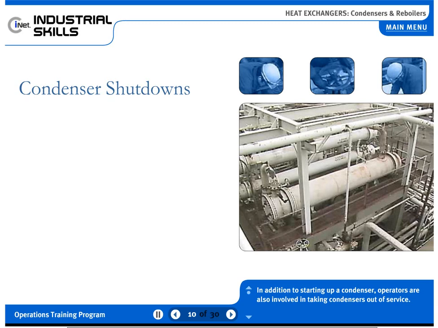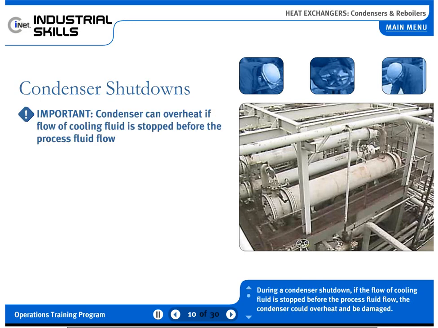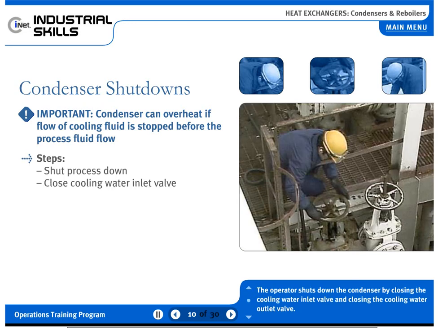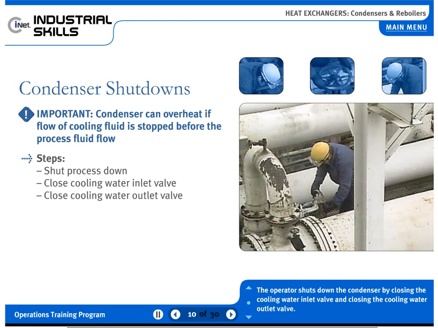In addition to starting up a condenser, operators are also involved in taking condensers out of service. During a condenser shutdown, if the flow of cooling fluid is stopped before the process fluid flow, the condenser could overheat and be damaged. Once the process has been shut down, the condenser can be shut down for maintenance. The operator shuts down the condenser by closing the cooling water inlet valve and closing the cooling water outlet valve.